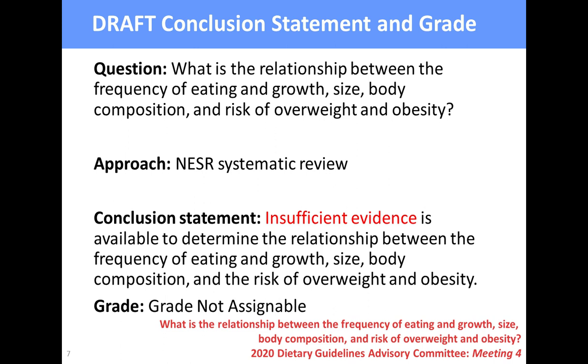Now, the next topic, what is the relationship between the frequency of eating and growth, size, body composition, and risk of overweight and obesity? The most papers we had fell into this category. There were 6 of them. One was in children and 5 were in adults, and they were all prospective cohort studies. And review of these 6 studies were quite ambiguous. There were a number of issues related to bias, and our conclusion was that there was insufficient evidence available to determine the relationship between the frequency of eating and growth, size, body composition, and the risk of overweight and obesity.